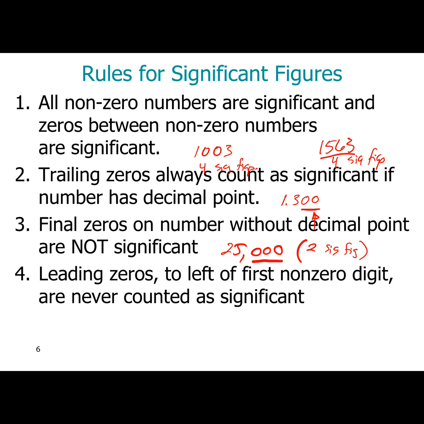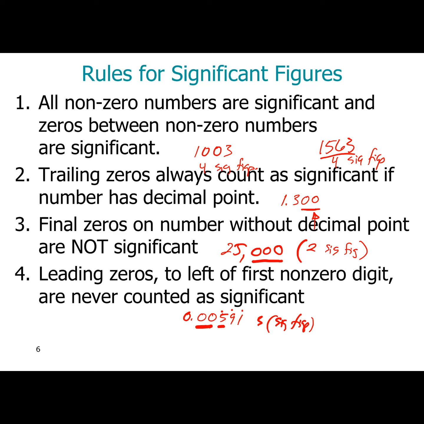Final rule is that leading zeros to the left of the first non-zero digit are never counted as significant. So this only comes up when we have a number with a decimal. So we have something like 0.00591. Here are these leading zeros, and they're to the left of this first non-zero digit. So these zeros here are not significant. They're just placeholders. So you would want to say that this number only has 1, 2, 3 significant figures.